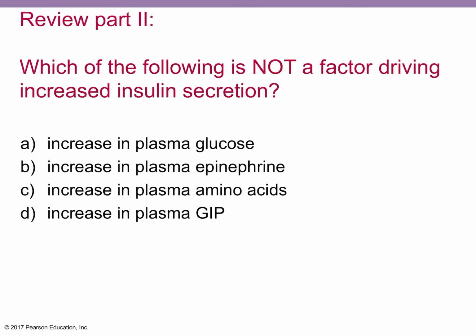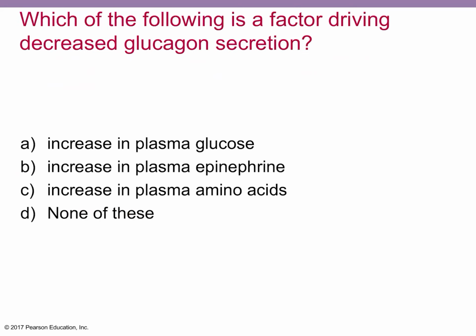All right. So let's do a quick review of part 2, glucagon and insulin. Which of the following is not a factor driving increased insulin secretion? You pause it. Okay. So if you're increasing the insulin, right, what's going to increase insulin secretion? Yes, glucose is going to increase insulin secretion. Yes, that's good. I didn't actually talk about this one, so let's just ignore that. And then your answer is B. If you increase epinephrine, it actually shuts down insulin.